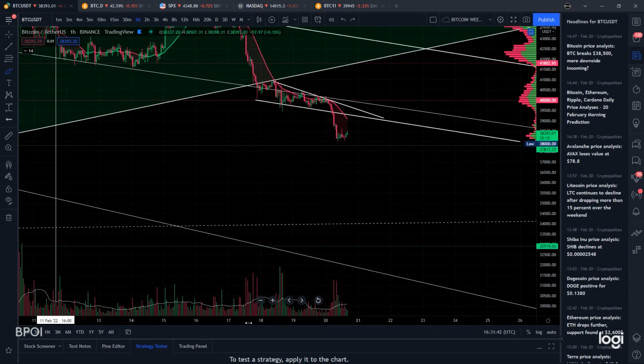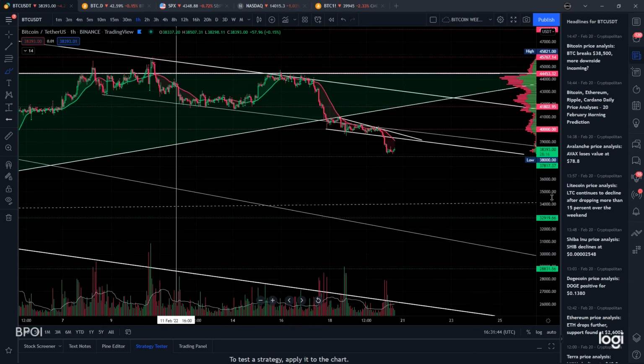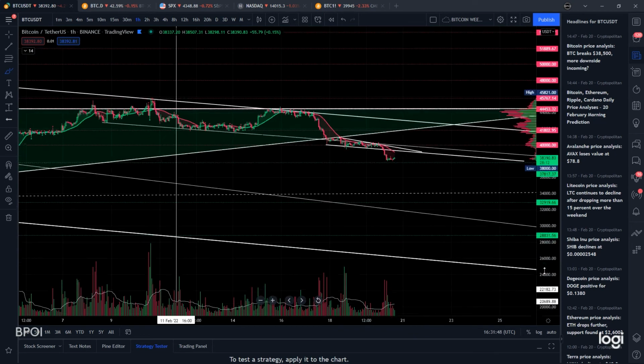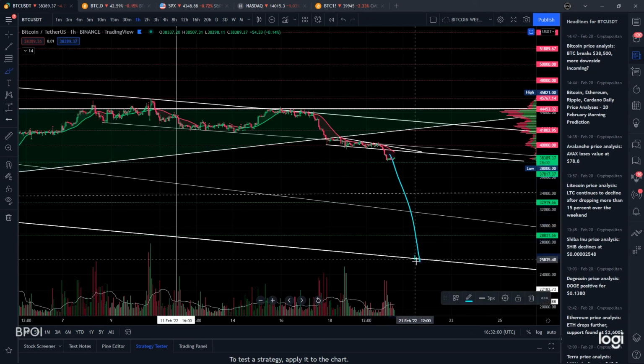But always remember, if we go to war, then potentially we're looking at 28,000, CME gap around 24,000, which incidentally coincides with this lower trend line as well. So the CME gap is at the bottom of this lower trend line. Coincidence? Maybe, but possibly expect that to happen.